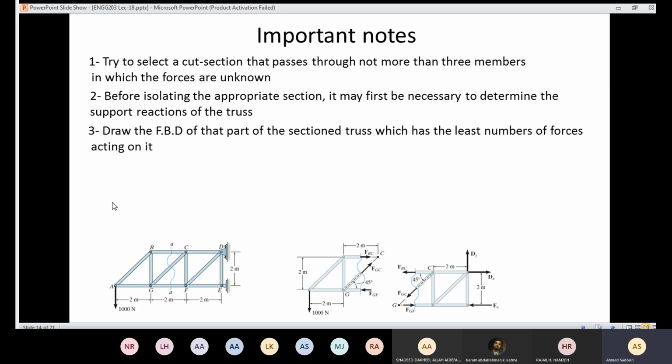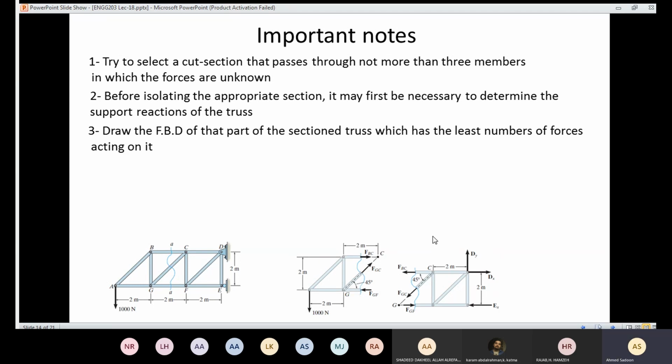Also, the third point: draw the free body diagram of that part of the sectioned truss which has the least number of forces acting on it. Assume that I have the left part and the right part here. Assume that I know the values of the support reactions. I know the values here and here and here. Then all the forces here are known except those.